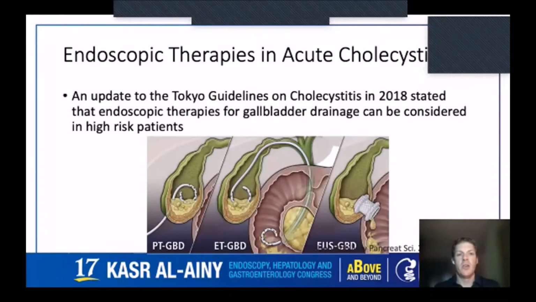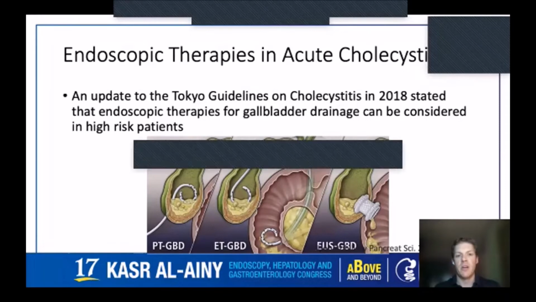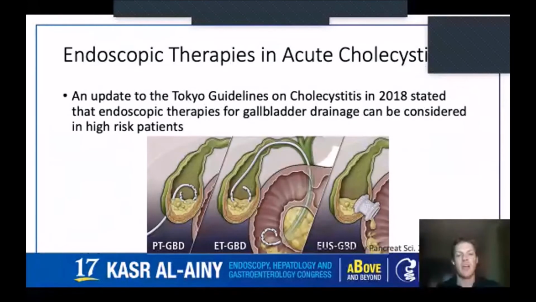An update to the Tokyo Guidelines on Cholecystitis in 2018 stated that endoscopic therapies for gallbladder drainage can be considered in high-risk patients. The two therapies that have been highlighted in this update include endoscopic transpapillary gallbladder drainage in the middle and endoscopic ultrasound-guided gallbladder drainage, which we will further discuss in this talk.